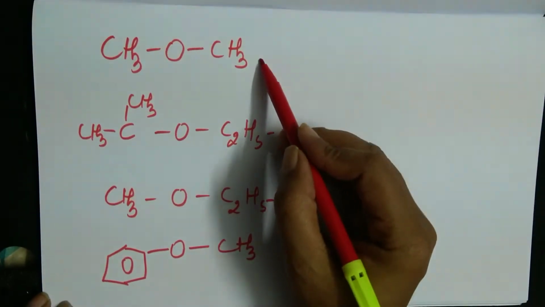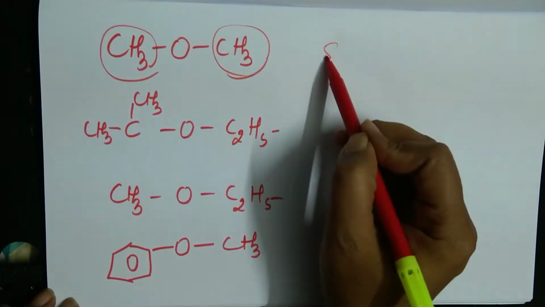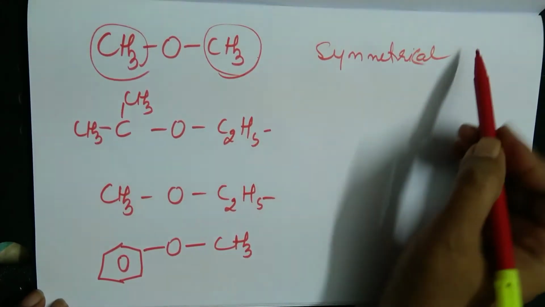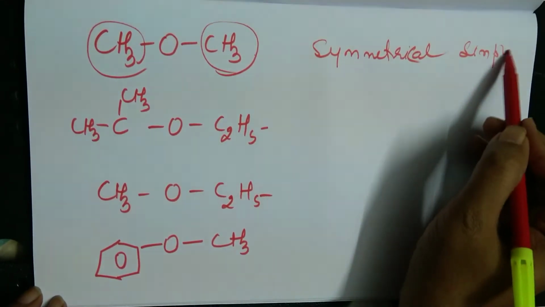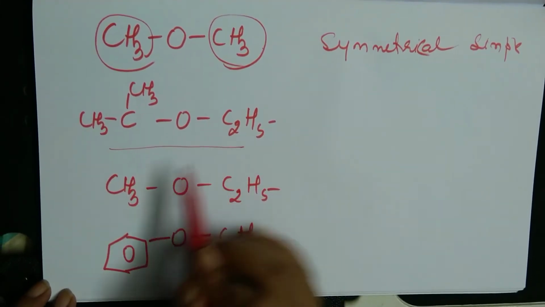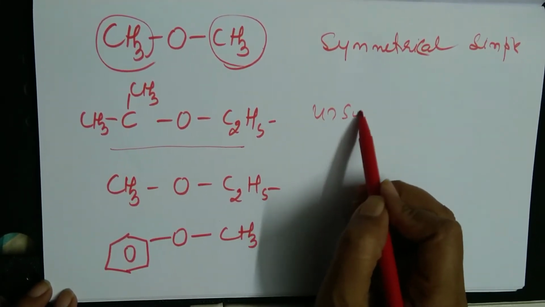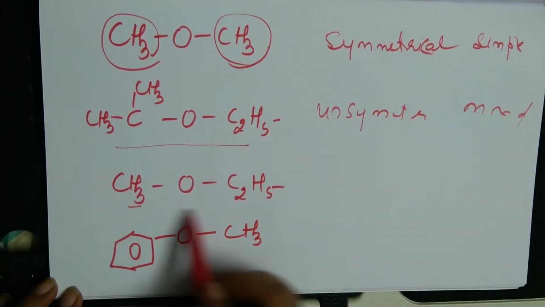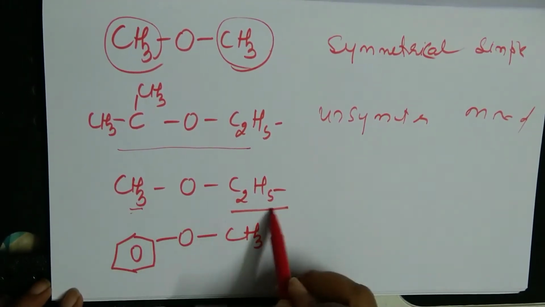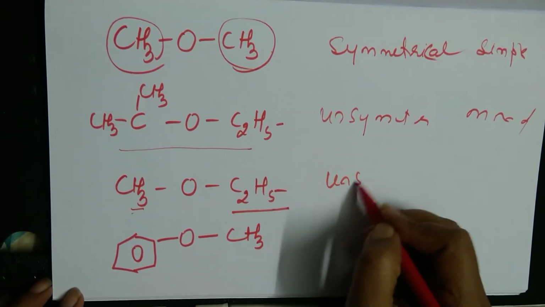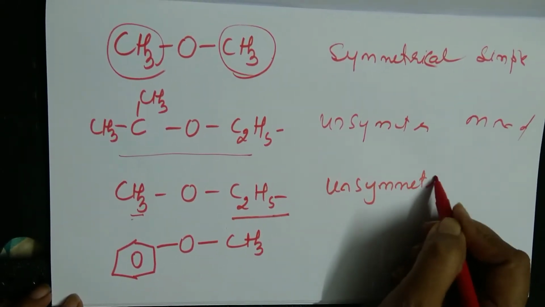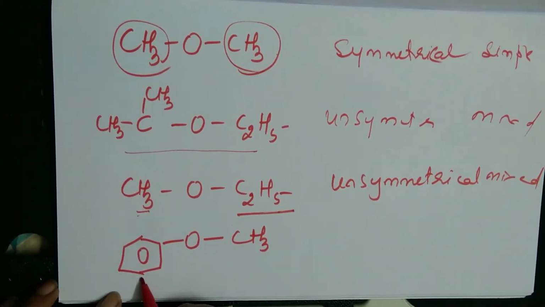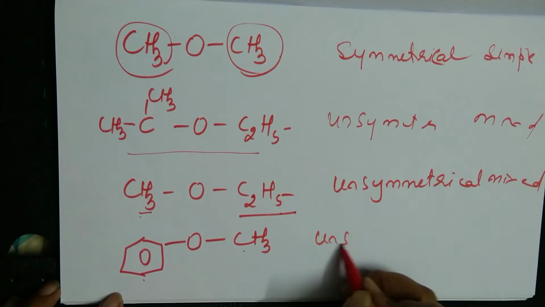Which type of ether is this? Both groups are same. So it is a symmetrical ether. Simple or mixed? It is simple because both sides are same. Which type of ether is this? It is unsymmetrical. Unsymmetrical mixed ether. How about this? This is also unsymmetrical because these two groups are not same. Therefore it is unsymmetrical mixed ether. How about this? Both groups are not same. Therefore unsymmetrical.